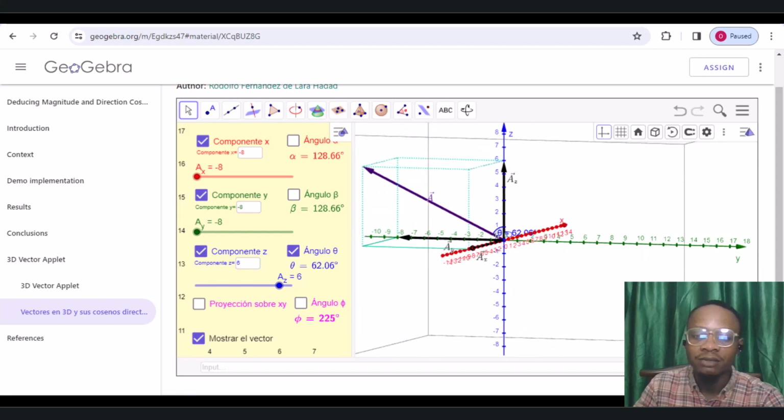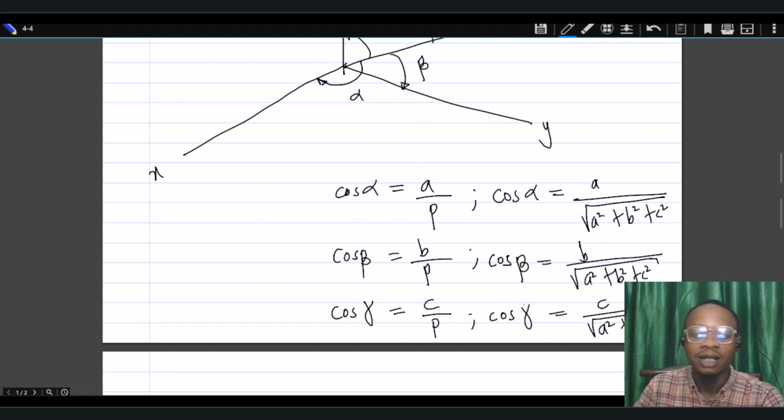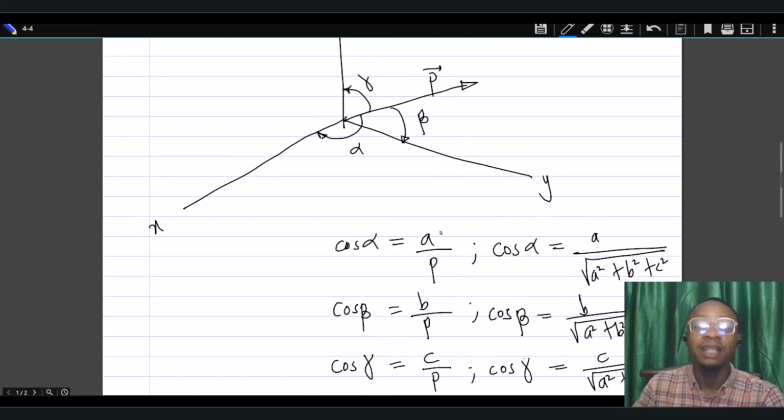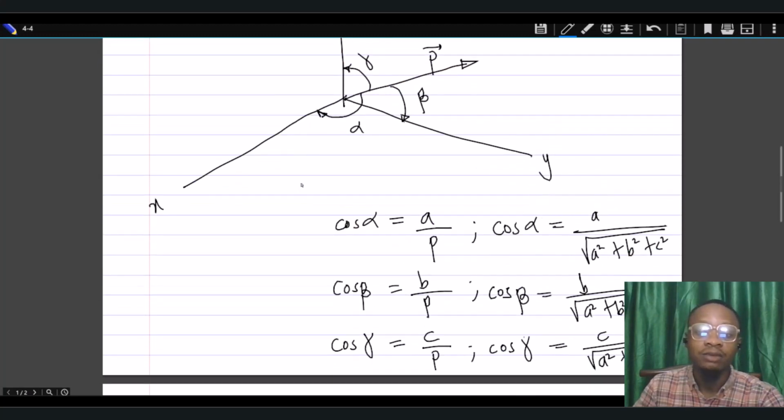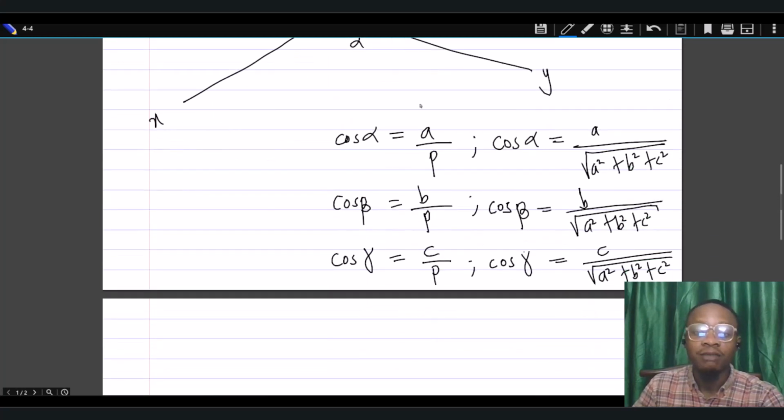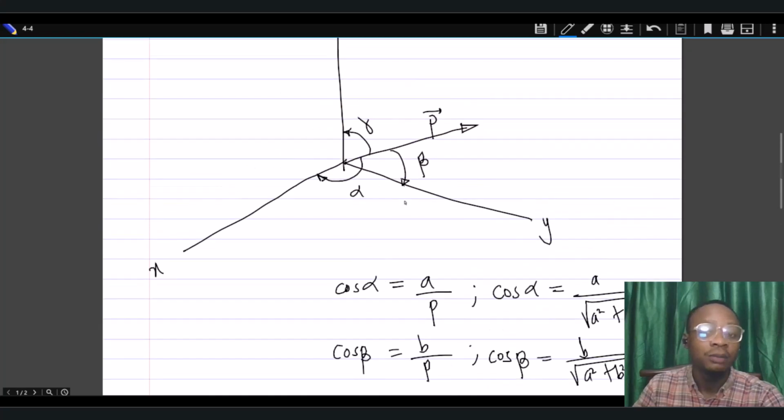So this is the angle right here that it makes with the z-axis. These are the angles that we have called alpha, beta, and gamma. Even though this visualization uses alpha, beta, and theta, for us we call them alpha, beta, and gamma. All right, so that is the idea with the angle. It has to be traced to the positive side. And once you have that, then you have what we call the direction cosines of the vector p.